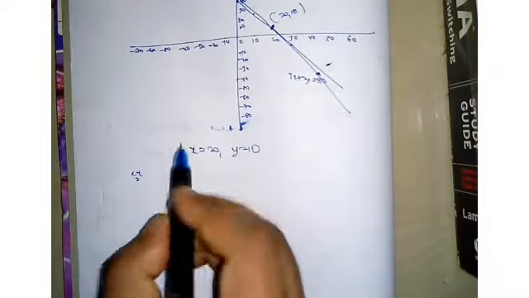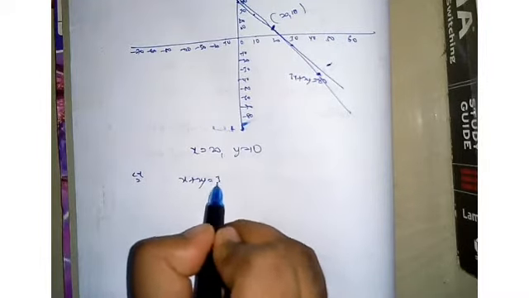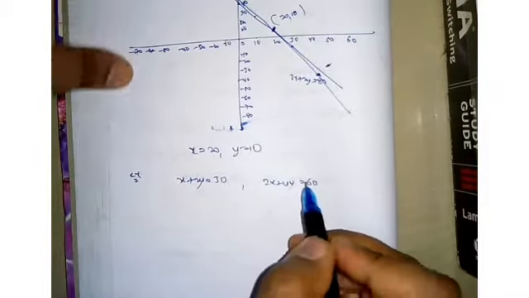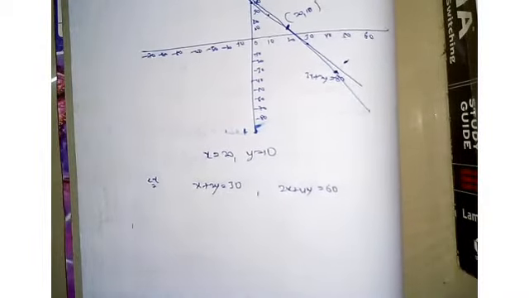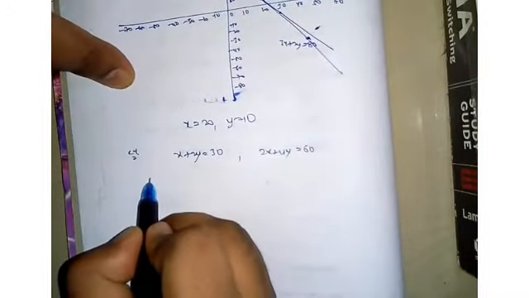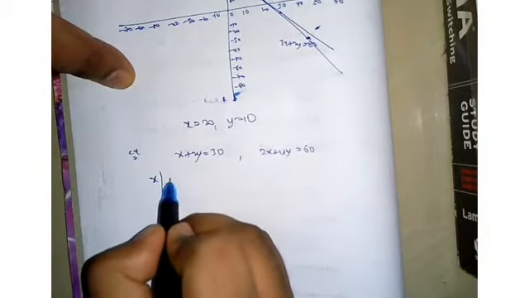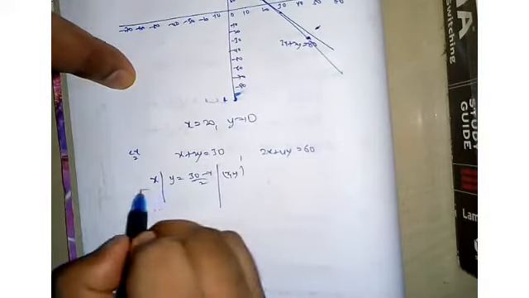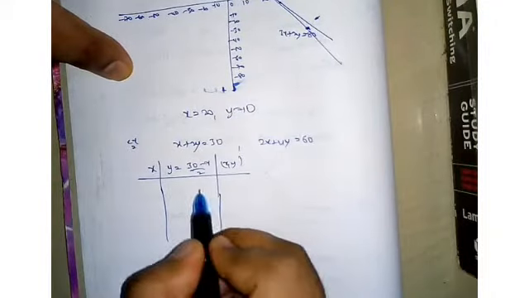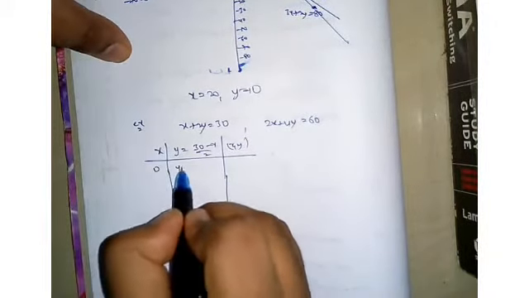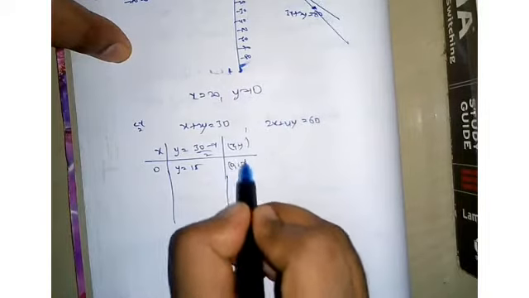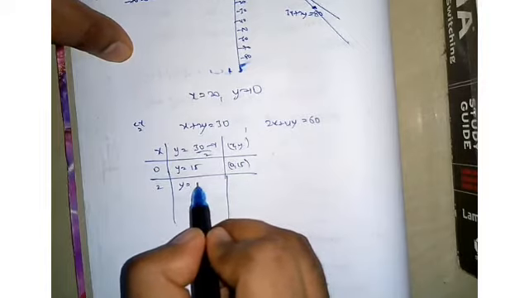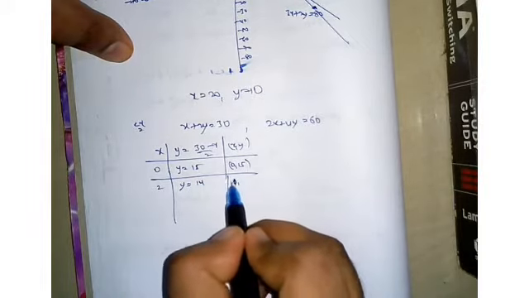Next example, we are given x plus 2y is equal to 30 and 2x plus 4y is equal to 66. In this case, draw the graph. y is equal to 30 minus x by 2, x comma y. Let's solve this. For x equal to 0, y will be 30 by 2, 15, so 0 comma 15. For x equal to 2, y will be 30 minus 2 by 2, 28 by 2, so it will be 14, 2 comma 14.